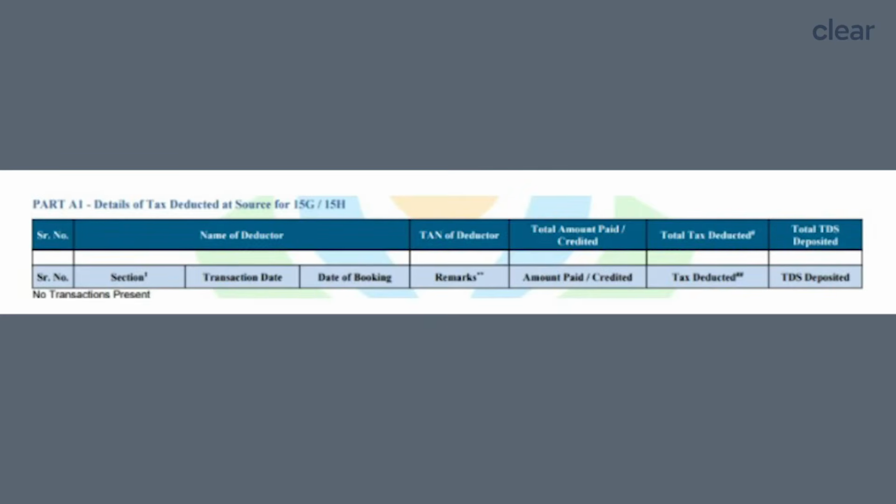Part A is further subdivided into Part A1 and Part A2. Part A1 shows the details of income where no TDS has been deducted because the taxpayer has submitted Form 15G or Form 15H. You can verify the status of TDS deduction in this section if you have submitted Form 15G or 15H. If there are no such transactions, this section will display the message "No transactions present."